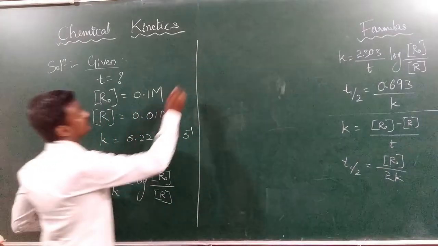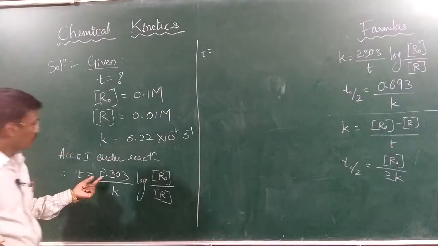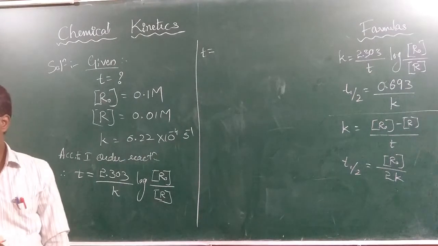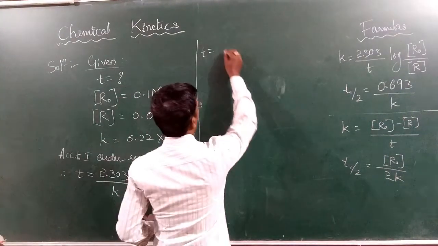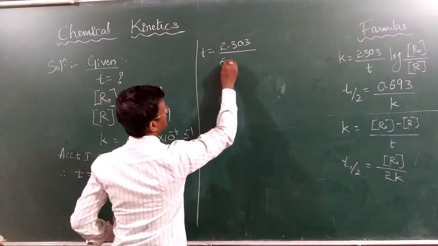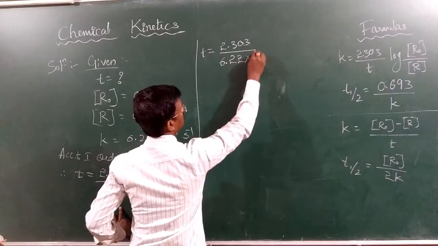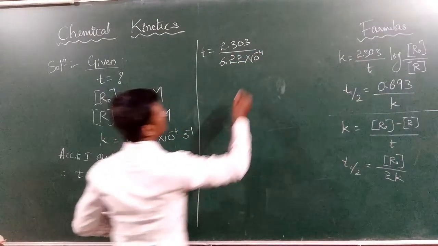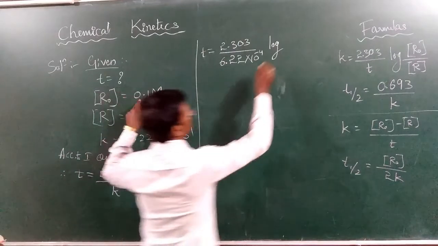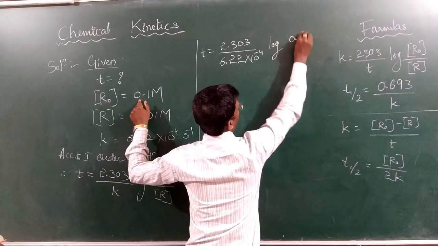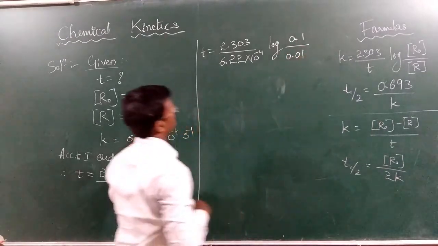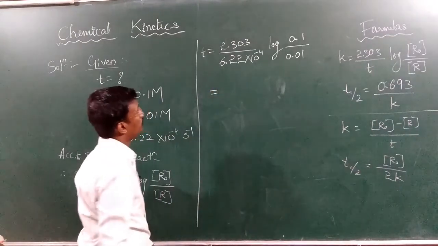We will now substitute the data. t is equal to 2.303 as it is, divided by K, which is nothing but 6.22 into 10 raised to minus 4, log of R naught, which is the initial concentration 0.1, divided by 0.01. So we will begin to solve this one.